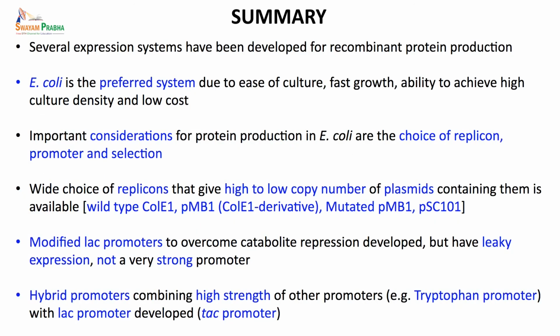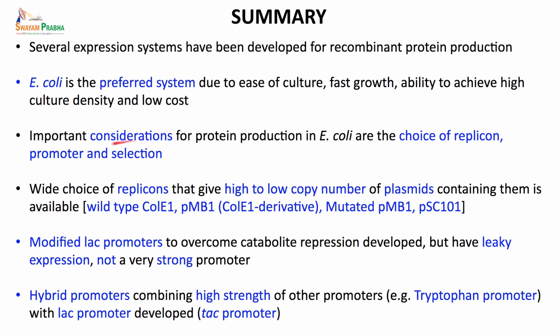So to summarize this first lecture, I have told you that many expression systems have been developed for recombinant protein production, and in this first lecture we have discussed E. coli, which is the preferred system for protein expression because it is easy to culture, it has very fast growth, it can achieve very high culture density, and the cost of growing this culture is very low.